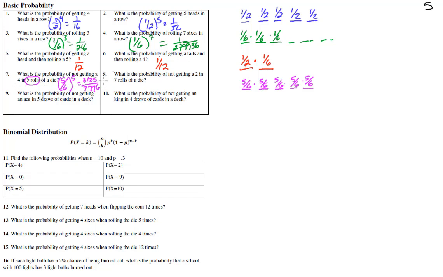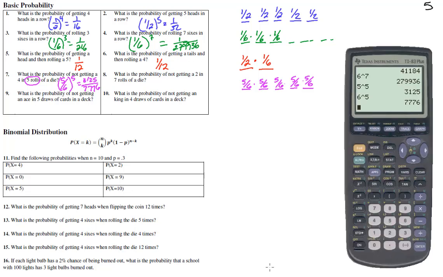You could put that into a percentage. What would that be? 3125 divided by 7776. So about a 40% chance. If you were playing Yahtzee and you roll 5 dice, about 40% of the time you would not get a 4.